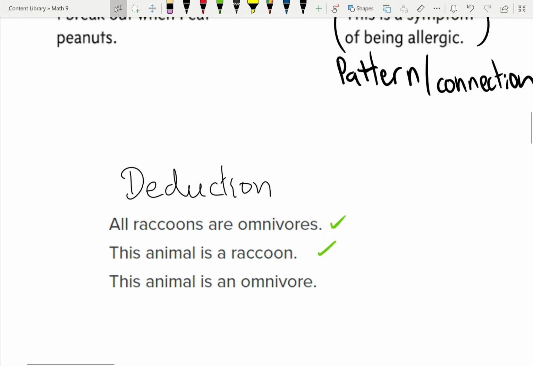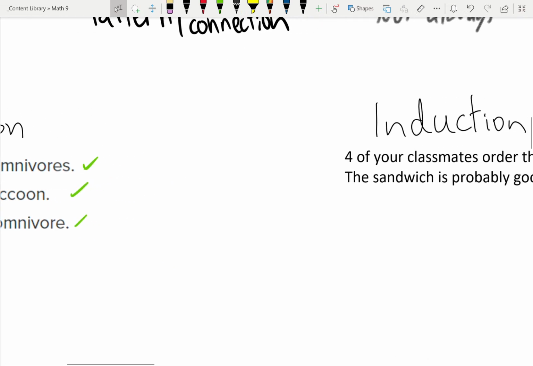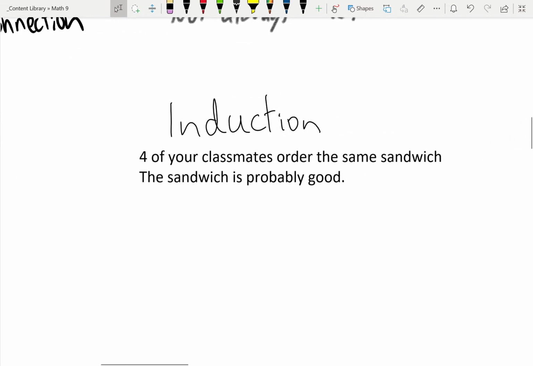Oftentimes if you see a raccoon, sure, that's not a hard thing to make a conclusion of. But we also have to conclude that all raccoons are omnivores. Now, I can test, but it's hard to do. But in this case, if I assume it's true, then this would also hold. An induction pattern is 4 of your classmates order the same sandwich, therefore the sandwich is probably good. Does it mean the sandwich is good?